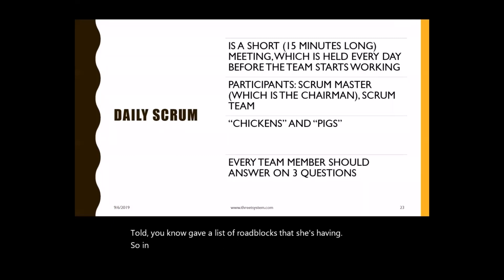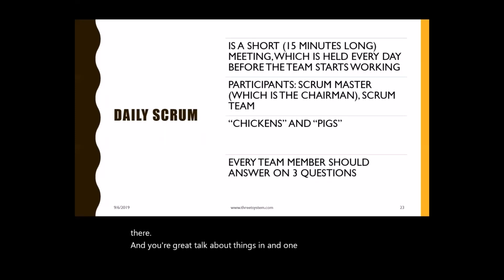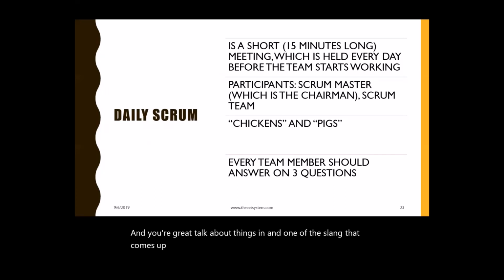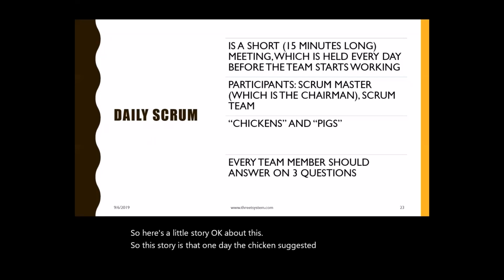So in short, you're going to have that 15-minute call. The participants will be in there, and you're going to talk about things. And one of the slangs that comes up in Agile is a chickens and pigs role. So here's a little story, okay, about this. The story is that one day, the chicken suggested to his friend, the pig, they should open a restaurant. The pig agrees and asks, well, what would be the name of that restaurant? The chicken suggests ham and eggs. The pig objects, feeling that the restaurant will be a much bigger commitment for him. He will have to be slaughtered while the chicken only has to lay the eggs.